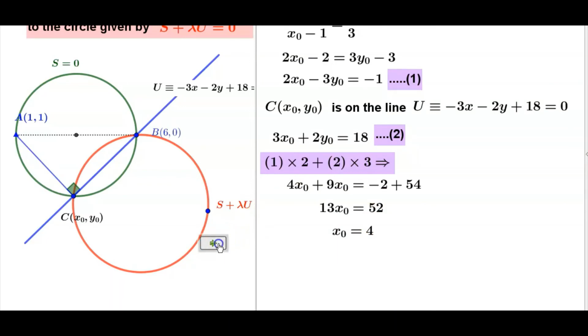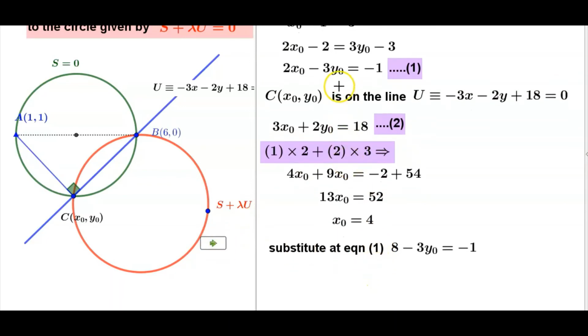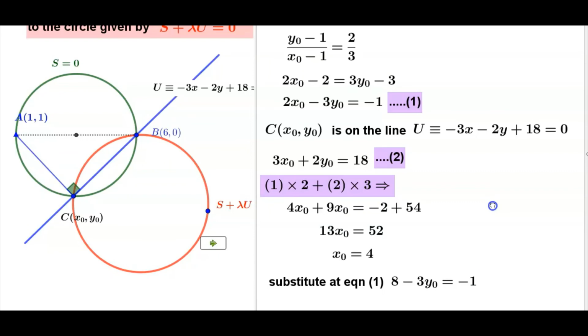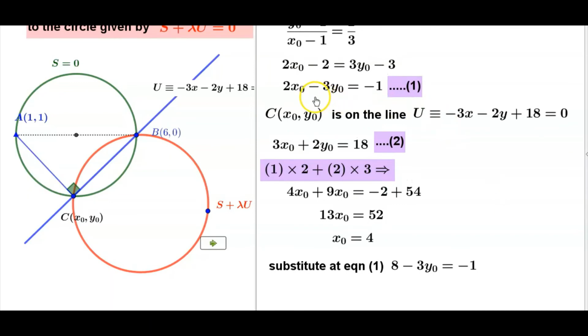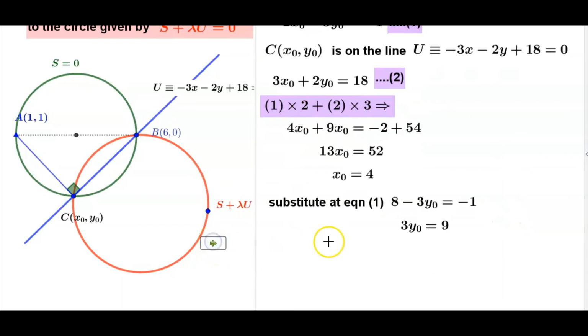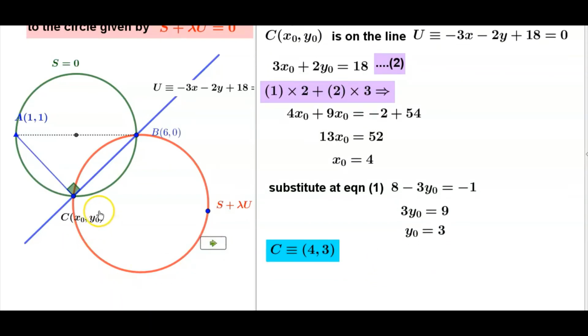When we substitute, we can get 8 minus 3y naught, which is equation number 1 here. For x naught we put 4. Therefore 4 into 2, 8 minus 3y naught is equal to minus 1. Therefore 3y naught is 9, y naught is equal to 3. Therefore point C is (x naught, y naught) equal to (4, 3).